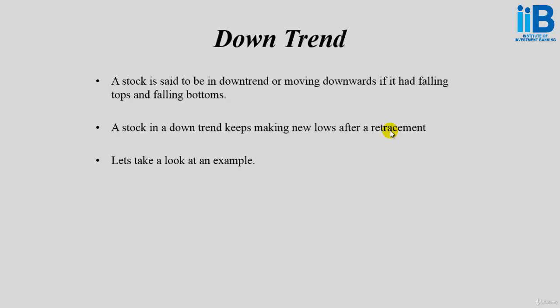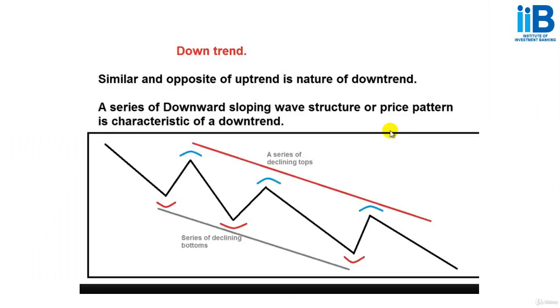Let's take a look at theoretical price structure. This is how an ideal downtrend should look like. Similar and opposite of uptrend is the nature of downtrend. A series of downward sloping wave structure or price pattern is characteristic of downtrend. You can see it has a series of falling tops along with a series of falling bottoms.